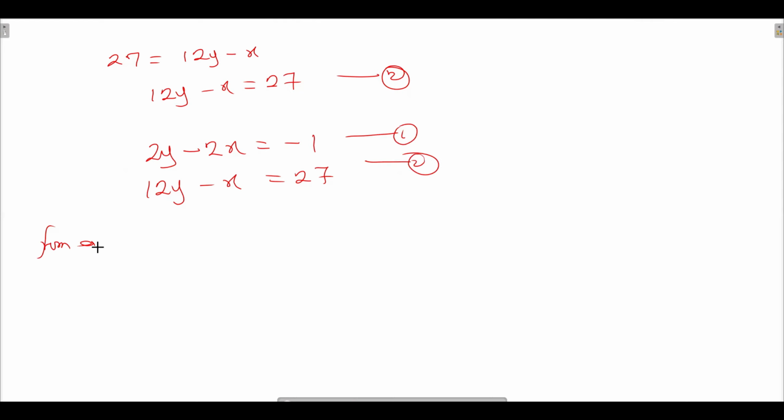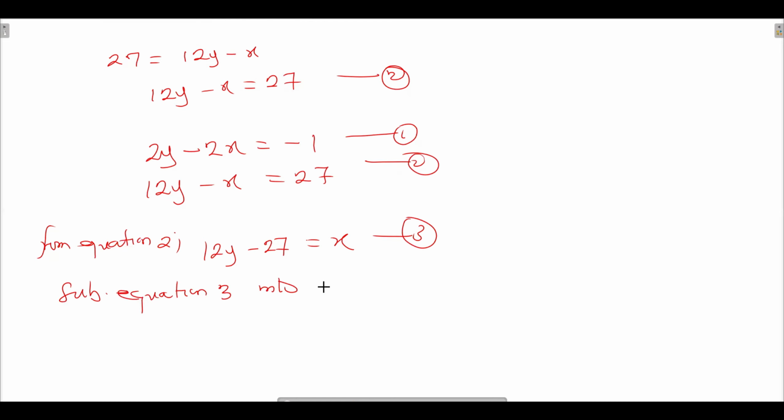You can say from equation 2, if I want to make x the subject, because the variable x here has a coefficient of 1, it's easy for me to make it the subject of the formula. So I can take the x out and bring 27, that will be 12y minus 27 equals x. I'll call this equation 3. Now substitute equation 3 into equation 1. I formed equation 3 from equation 2, so I can't put it back into equation 2. So I have to put it in equation 1. I'm seeing x in equation 1, so I put 12y minus 27.